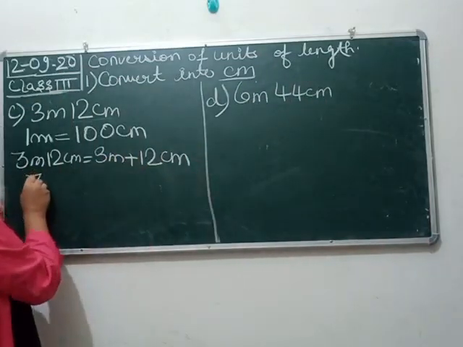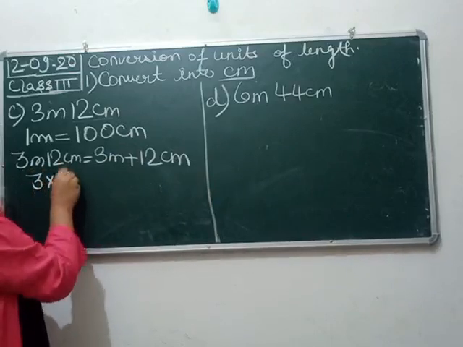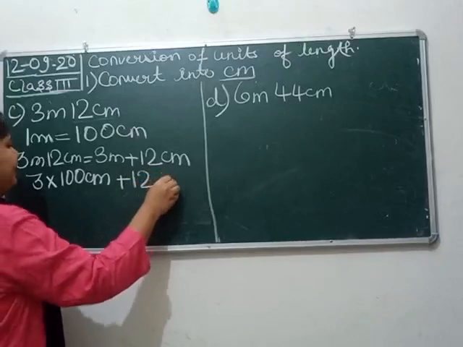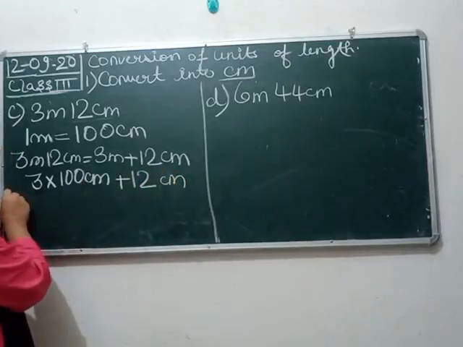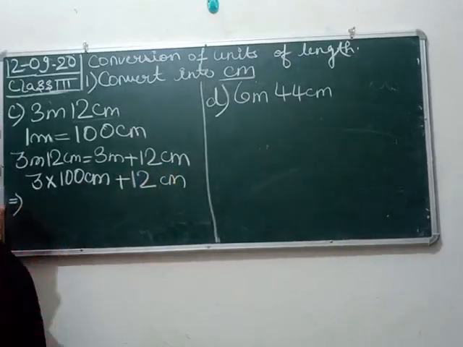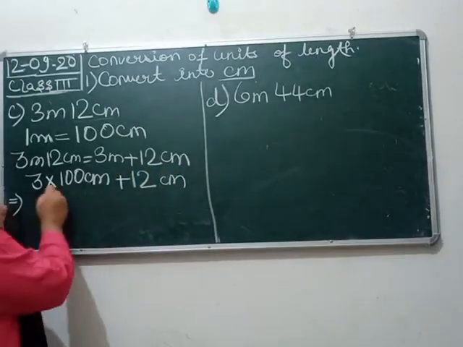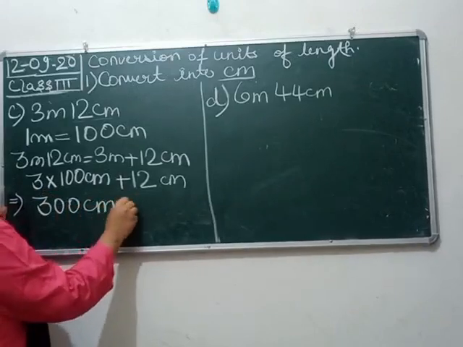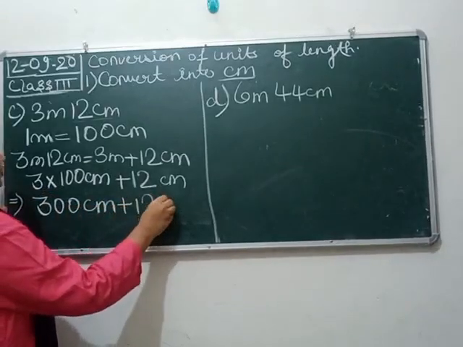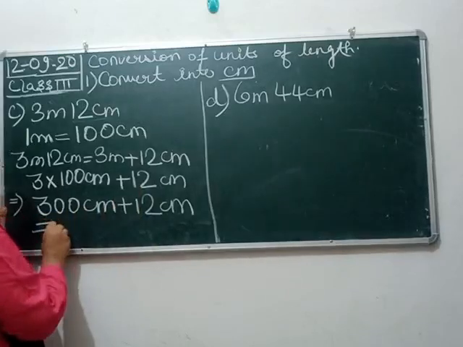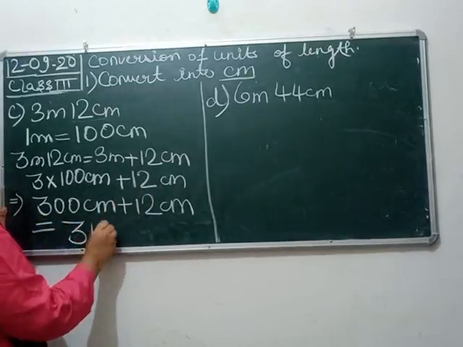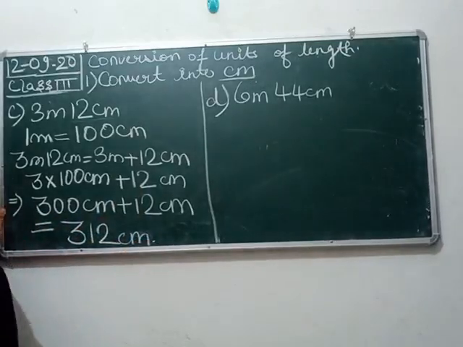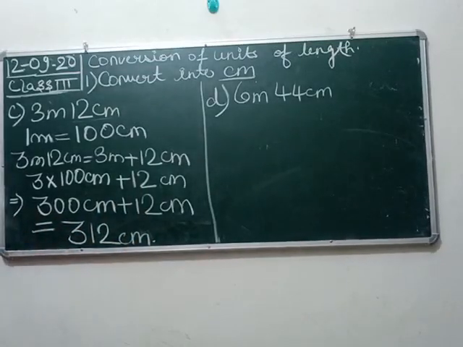Now 3 into 100 centimeter plus 12 centimeter. Now 3 into 100 centimeter will give us 300 centimeter, and plus 12 centimeter, together they will form 312 centimeter. Okay, this is my answer for question number C. Now do question number D.